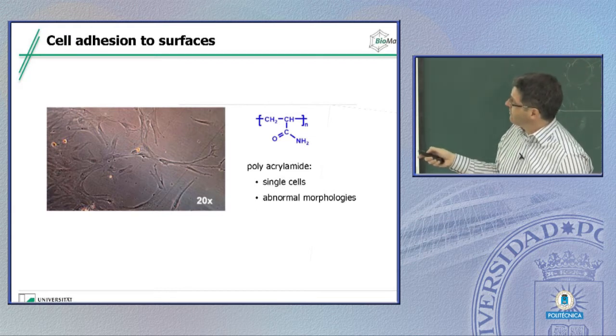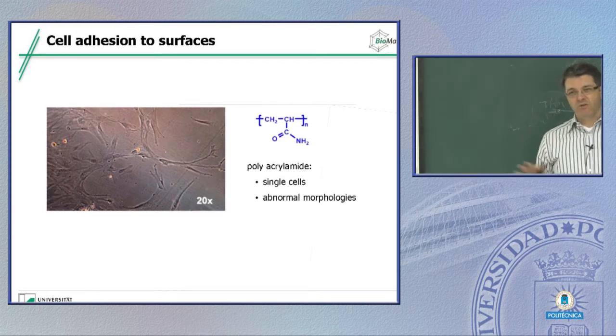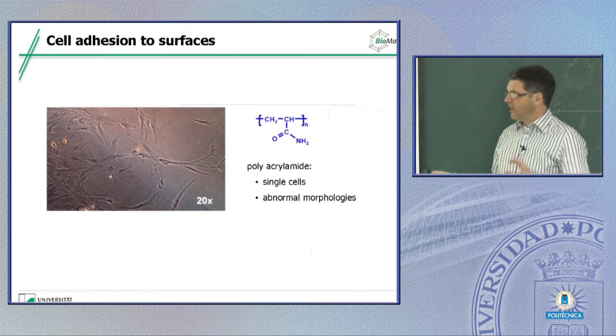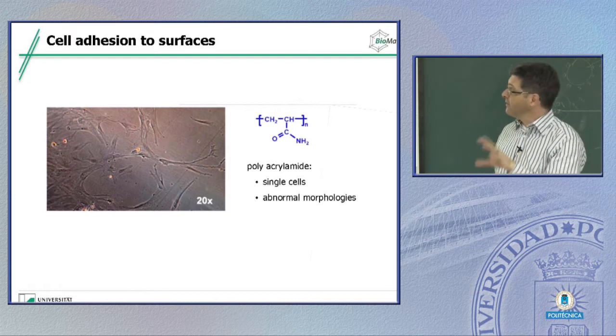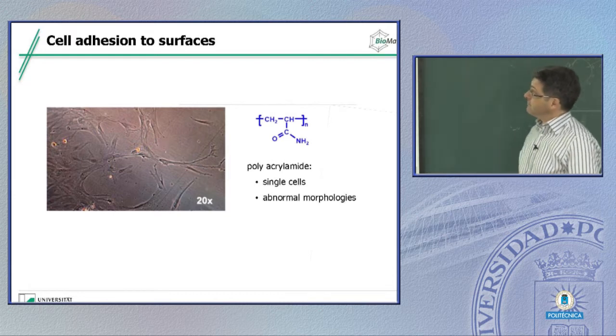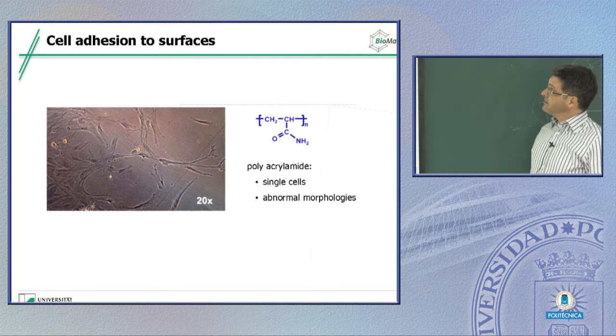And as you can see, they have very abnormal morphologies. They don't feel well. They don't like the surface very much. So there's only a few of them, and the few that are there, they don't like it. So this is a clear example of a bad surface.